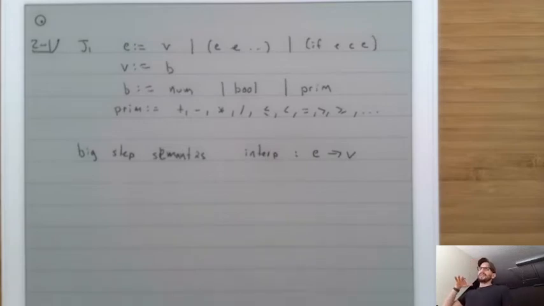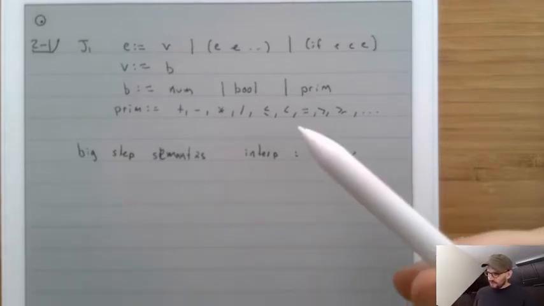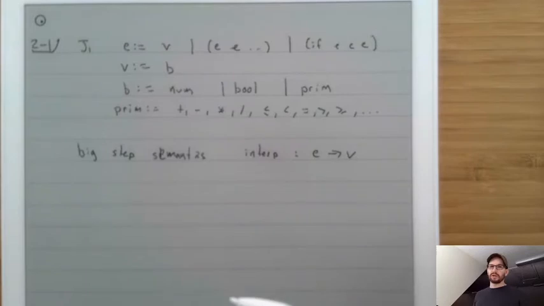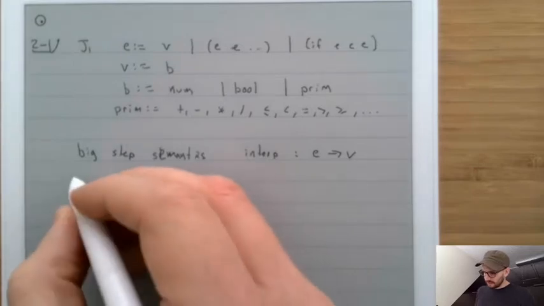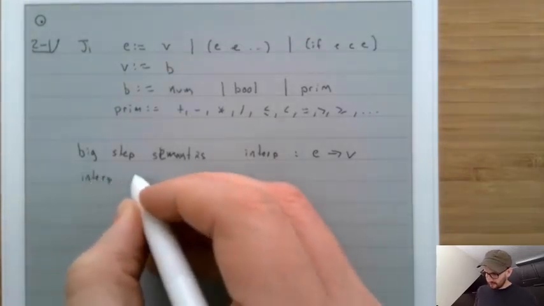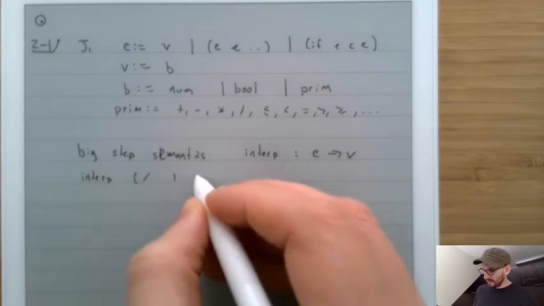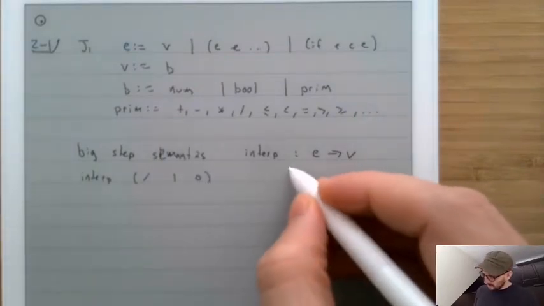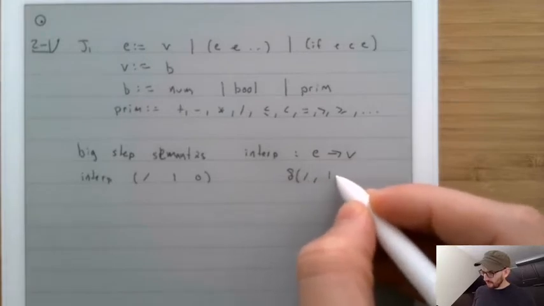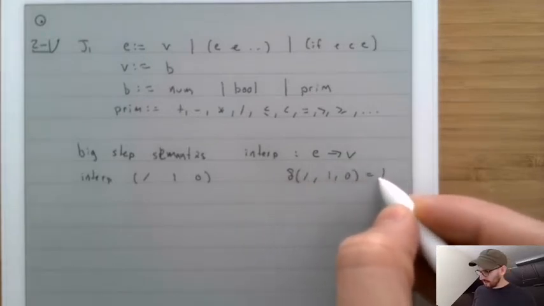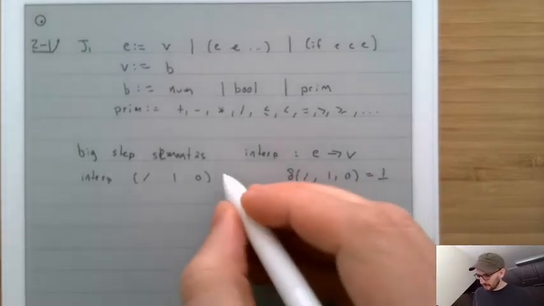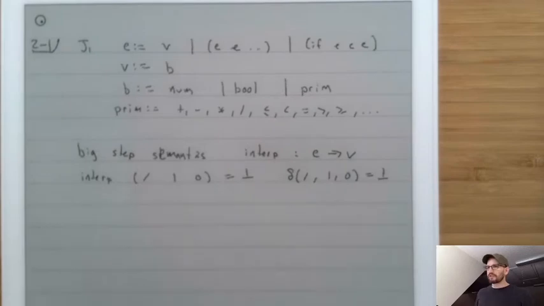Now, there's two things that are a little bit problematic with this. The first one is that once we introduced the delta function, which is partial, this big step interpreter now becomes partial as well. Because, for instance, what should this return if we call interp on dividing 1 by 0? Well, when we call the delta function on division 1 and 0, it returns bottom, meaning that it doesn't return at all. Therefore, this interpreter can't return at all. So this interp function is now partial.